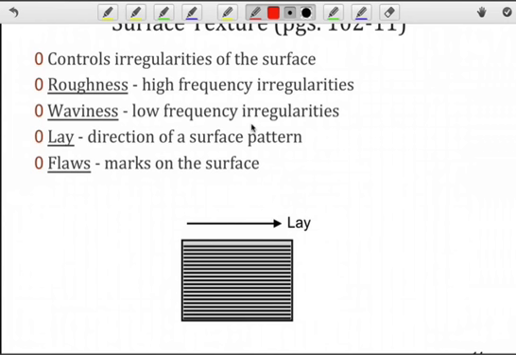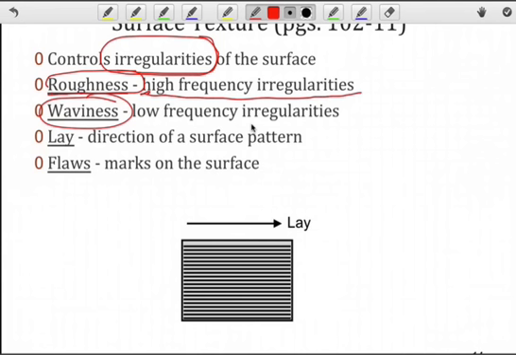And what we're doing here is controlling a much finer level of detail, what we call the irregularities of the surface. So we're not looking at geometry now, we're looking at very small deviations in the surface. The two types are roughness and waviness. If you look at a surface, the roughness is the smaller high-frequency irregularities, so it kind of looks like white noise. And then the waviness is more the low-frequency and higher deviation irregularities.